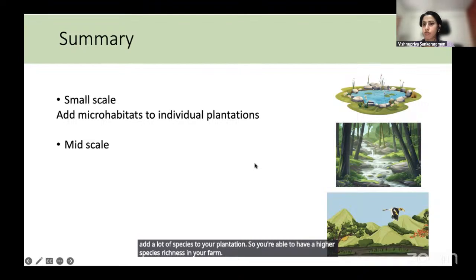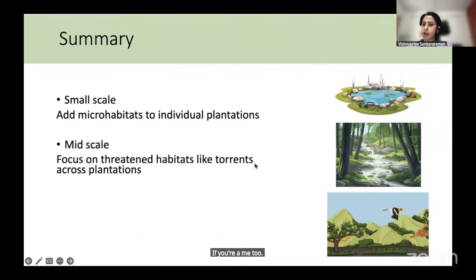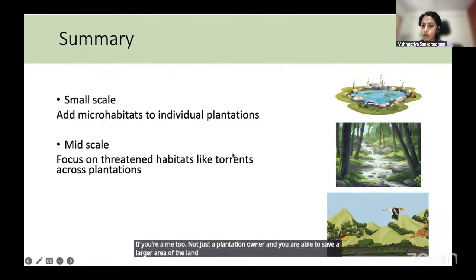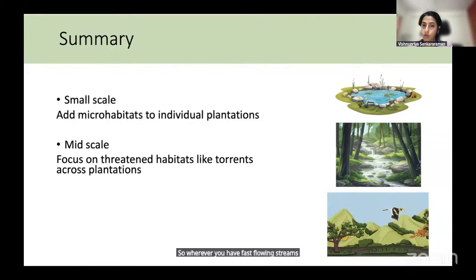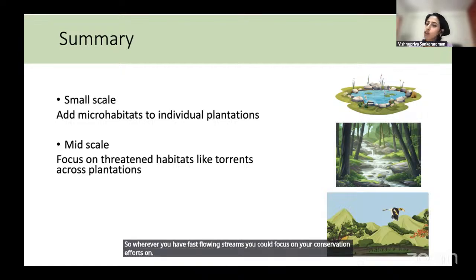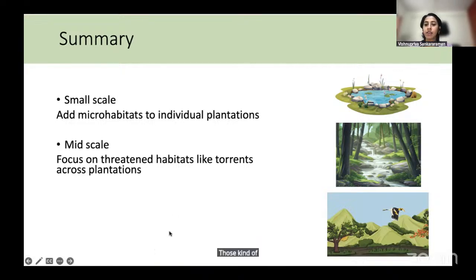If you're a mid to larger scale plantation owner and you are able to save a larger area of land, what you could focus on is torrents. Wherever you have fast flowing streams, you could focus your conservation efforts on those kinds of landscapes. And then with that final piece, which is the species composition.